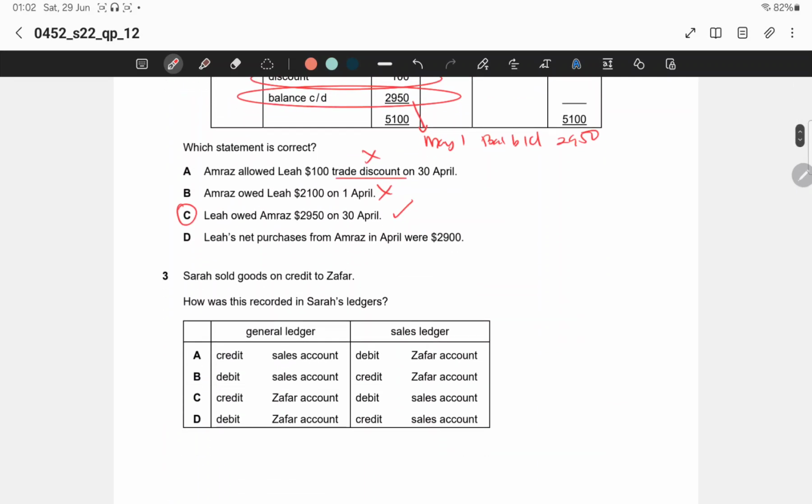Sarah sold goods on credit to Zafar. How was this recorded in Sarah's ledger? Now we want to put ourselves as Sarah. Obviously when goods are sold, that means sales, so sales will be on the credit. Credit sales, Zafar debit. But we need to identify which one is the general ledger and which one is the sales ledger. The sales ledger is trade receivable, only trade receivable accounts. So the answer will be Zafar debit, credit sales account. The sales account is the general ledger.